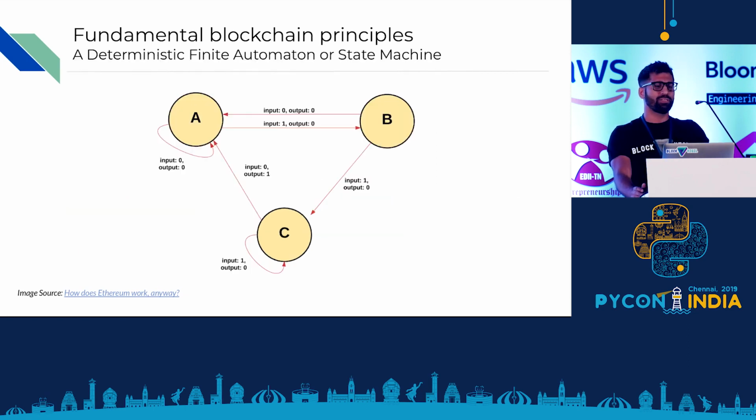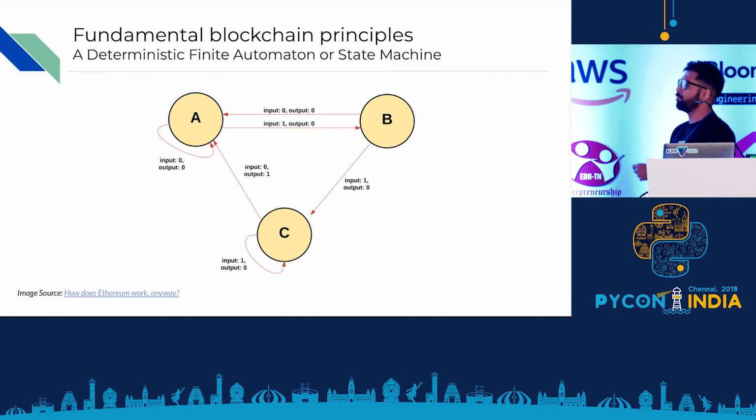If you're familiar with this term, it's called a deterministic finite automata, also known as a state machine. As you can see, from state A, I can move to state B, and the deterministic part makes sure that I can also reverse back from B to A, or from B I can move to C, something like that.